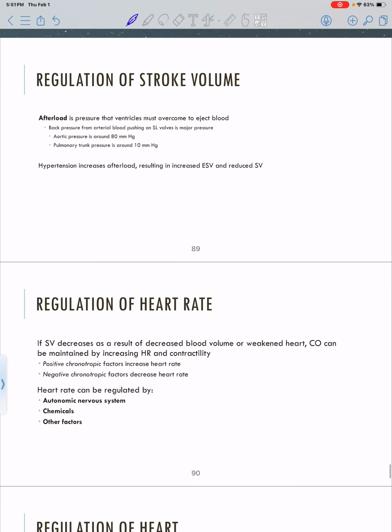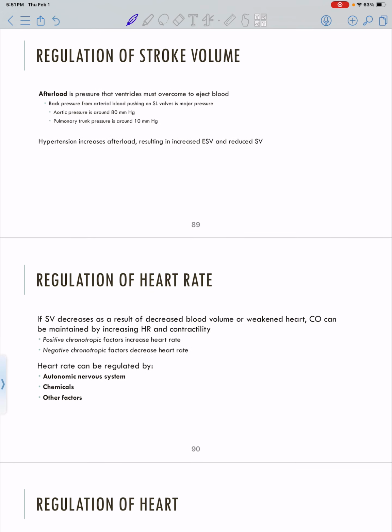Okay, now the third thing that affects stroke volume that we need to talk about is the afterload. And this is the pressure that the ventricles have to overcome in order to actually eject their blood to the systemic circulation or the pulmonary circulation. So we always have pressure coming back from our arterial blood that's going to push on our semilunar valves. That's the major pressure. If we're talking about coming from our aorta, the pressure back on the semilunar valve is around 80 millimeters of mercury. If we're talking about the pressure from our pulmonary trunk pushing back on our semilunar valve, that's about 10 millimeters of mercury.